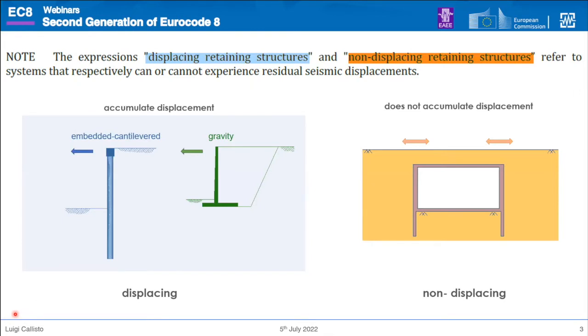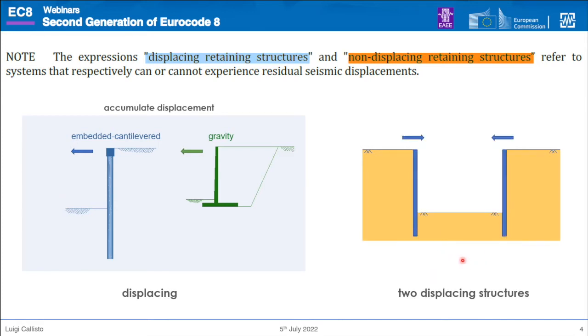Now, the distinction between displacing retaining structures and non-displacing retaining structures really has to do with the possibility of some retaining structures to accumulate displacement having a weak side, a weak direction. So even for asymmetric seismic actions, displacement will be accumulated towards the weak side only. Whereas this is a non-displacing retaining structure, because if we take the view that the structural members should remain in their elastic range, if a structural member does not yield here, these retaining structures really cannot go anywhere, so they cannot accumulate the displacements. And just to be clear, this is a non-displacing retaining structure.